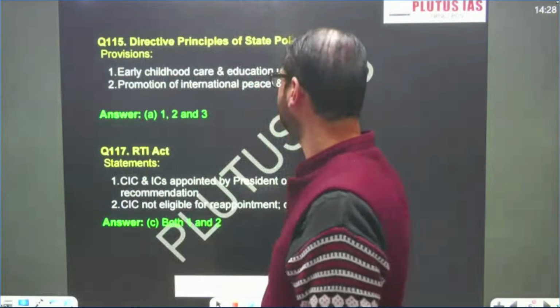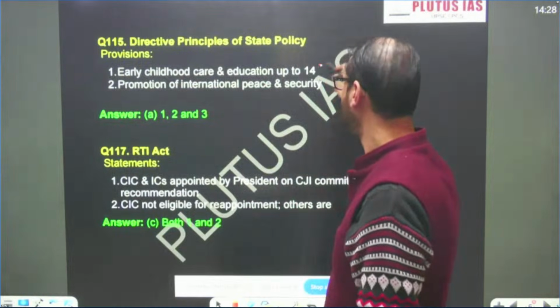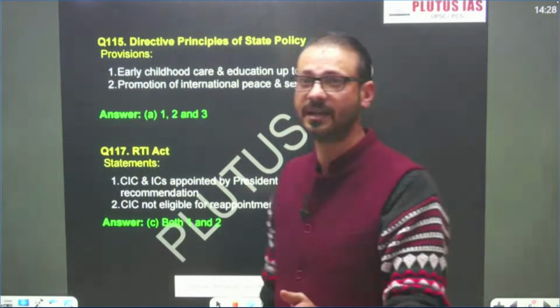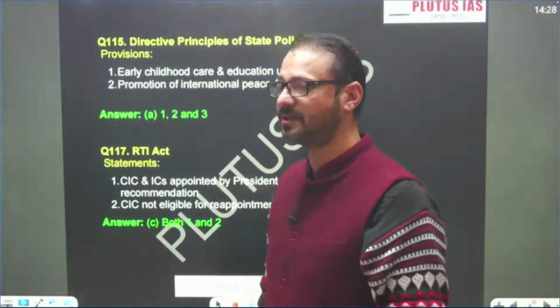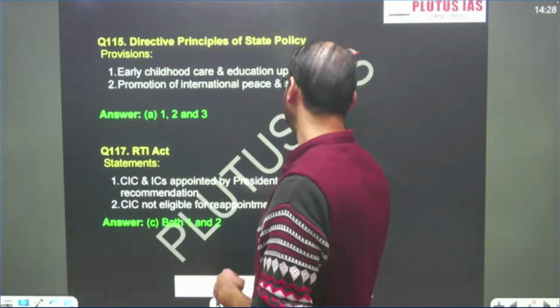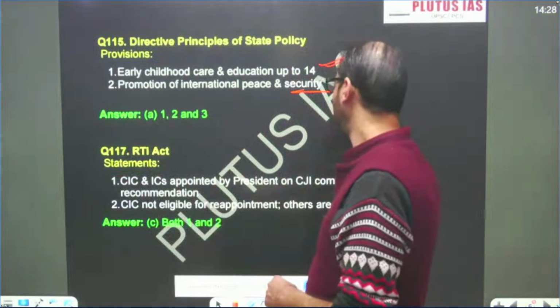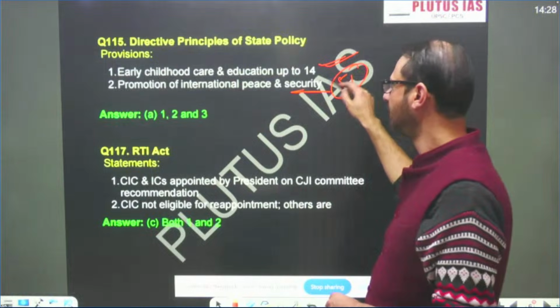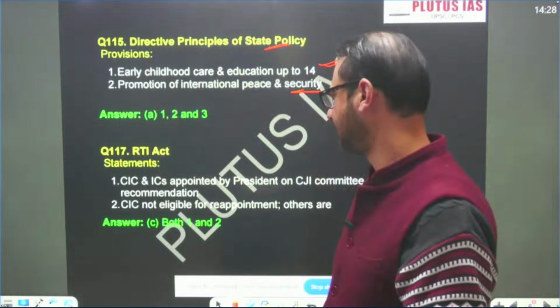In the provisions of the directive principles of state policy, early childhood care and education up to 14 is part of the directive principles of state policy. The states not necessarily have an obligation, but they can take steps with respect to early childhood care. Promotion of international peace and security, which is Article 51 of the Indian Constitution, also has related provisions which form a part of the directive principles of state policy.